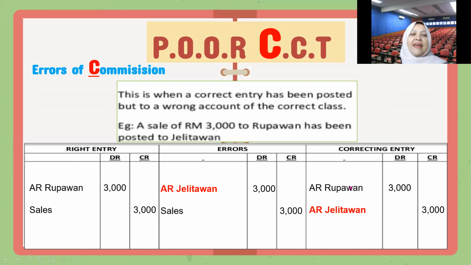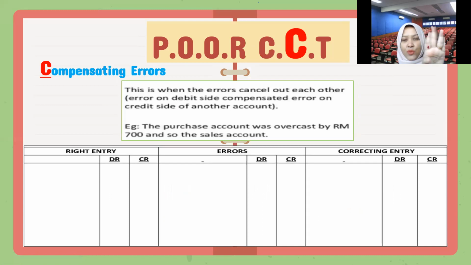The sixth error is compensating error, which is, remember, account receivable more by 200, account payable also more, an excess of 200. So they compensate each other. For example, here it gives you the example, your purchase account, which is your expenses. Expenses is actually your debit. So purchase is expenses, on the debit side. Was overcast by 700 and so is the sales account. Sales is your revenue, so revenue is credit.